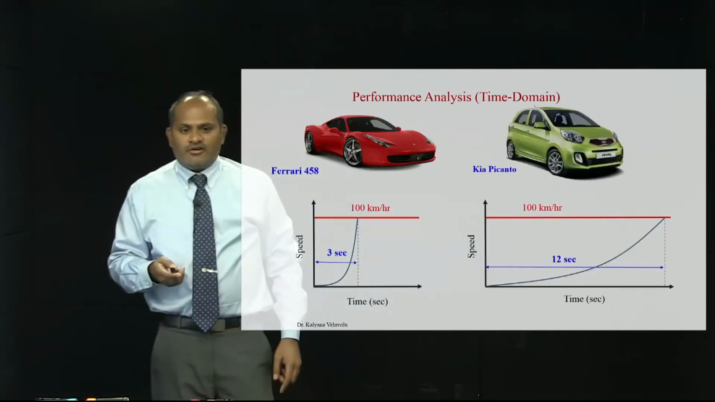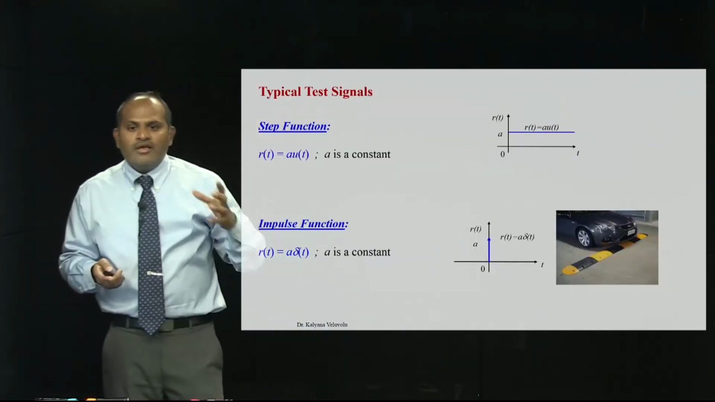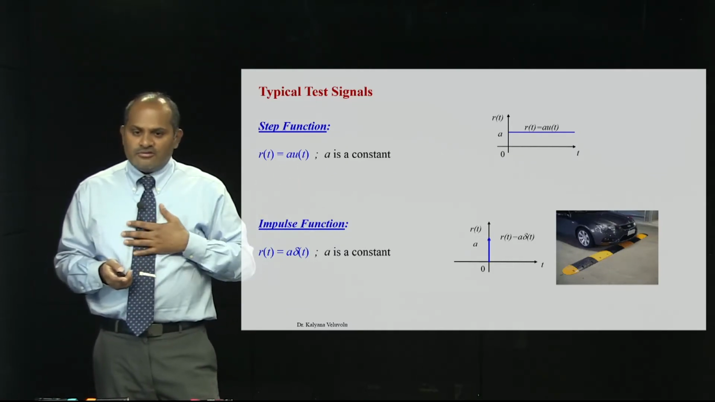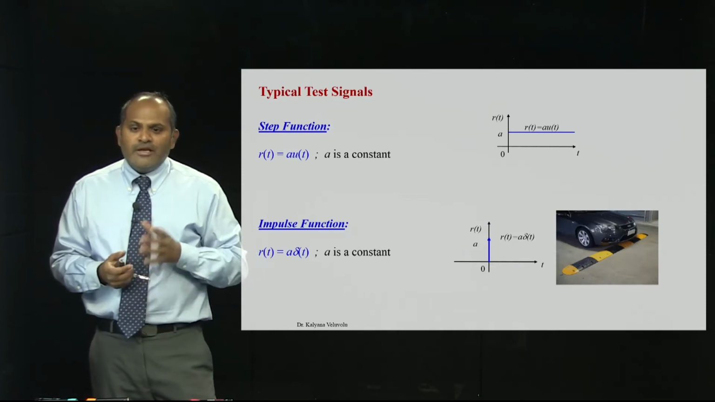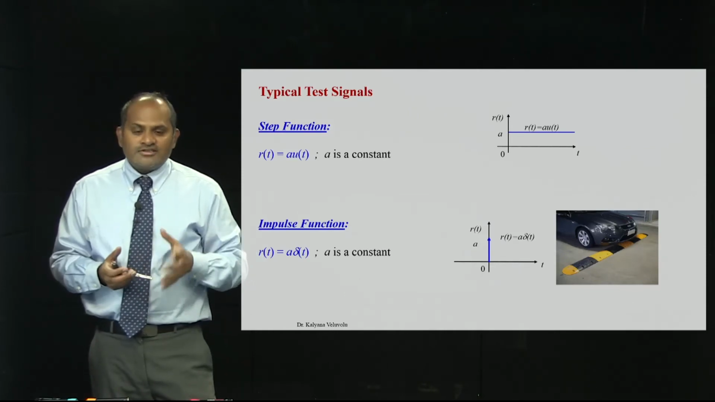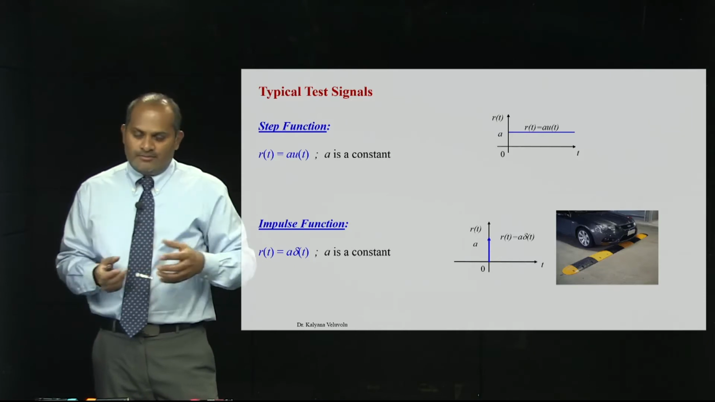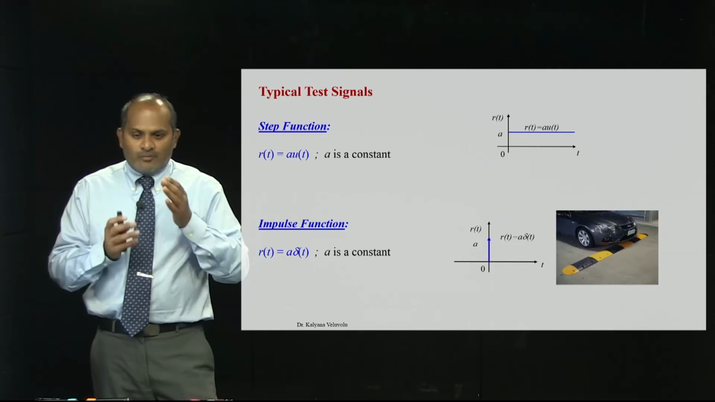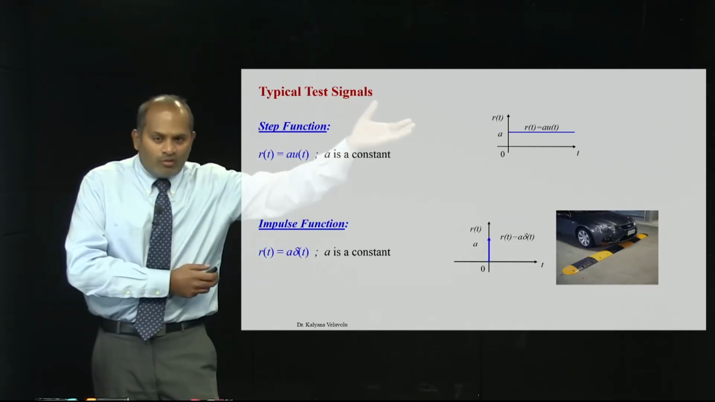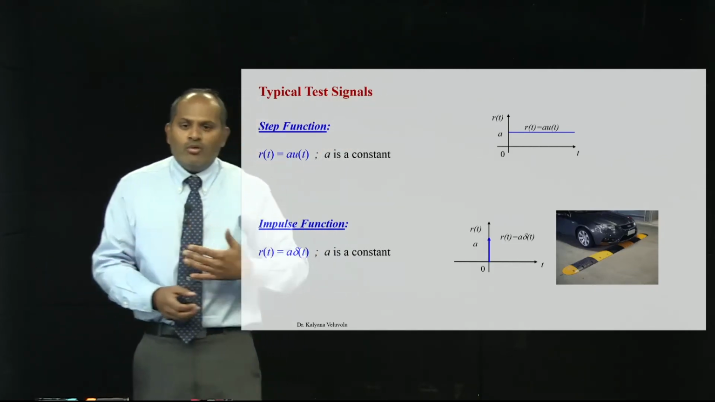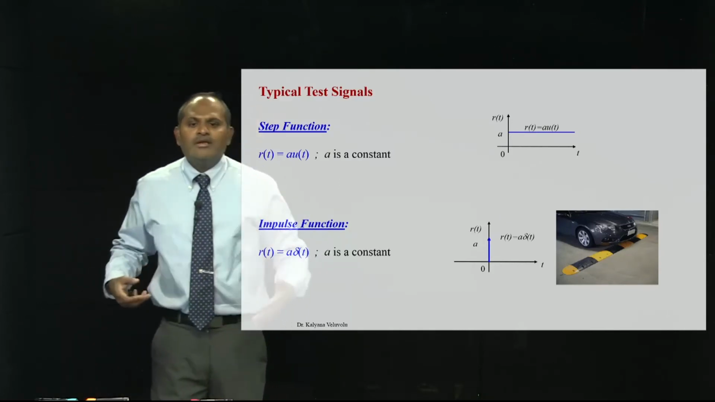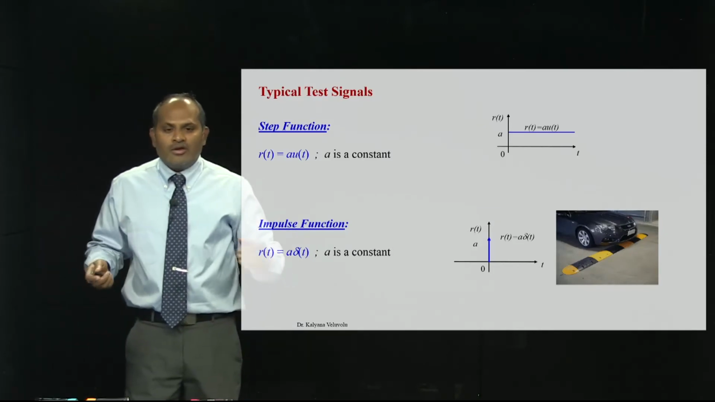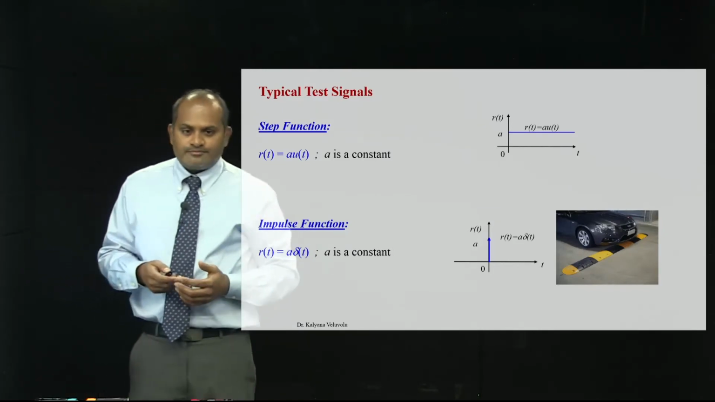Now, if you observe all these functions, they only exist for t greater than 0. For t less than 0, all the values are 0. What is the main reason? For real systems, we can't go back in time. So, for all practical systems, analysis is only from the instant t equal to 0 into the forward direction. We can't go backwards into the past, so there is no meaning in analyzing for t less than 0. So, all our test signals we analyze for t greater than 0.